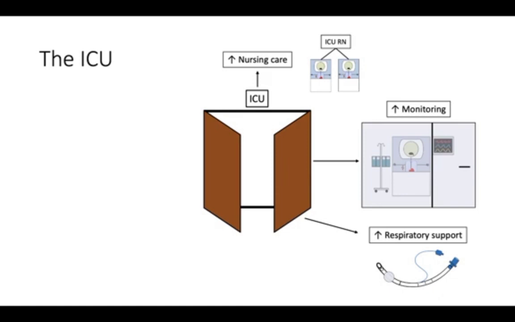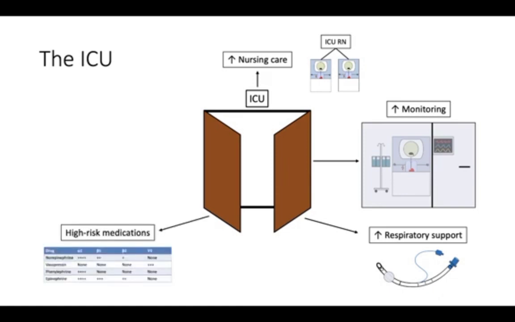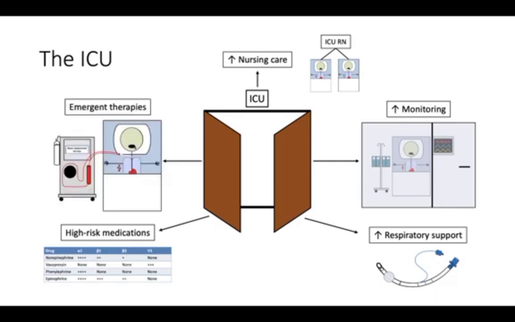In the ICU, patients can also receive high-risk medications that require minute-by-minute monitoring and adjustment. Examples of high-risk medications include vasopressors, inotropes, sedation, and analgesia. Finally, in the ICU, patients can receive urgent or emergent therapies, including emergent renal replacement therapy, endoscopy, and bronchoscopy.